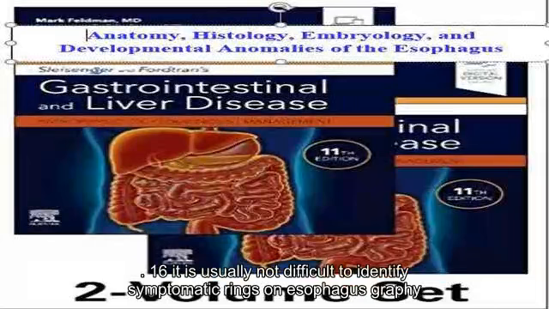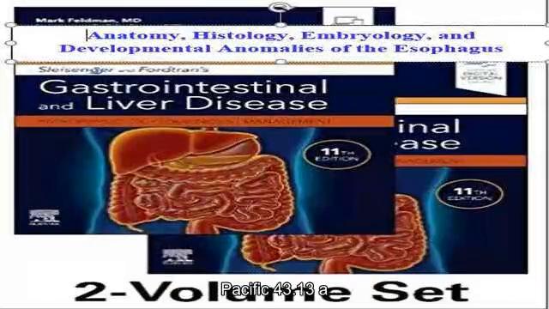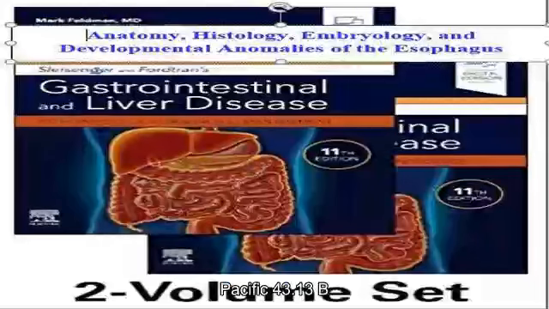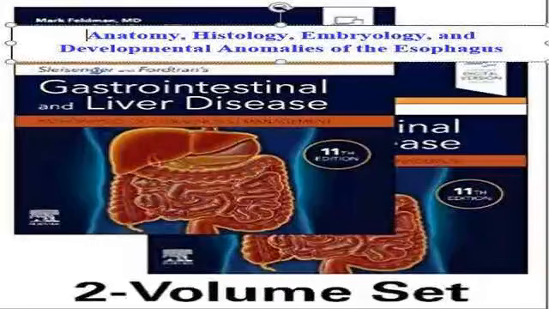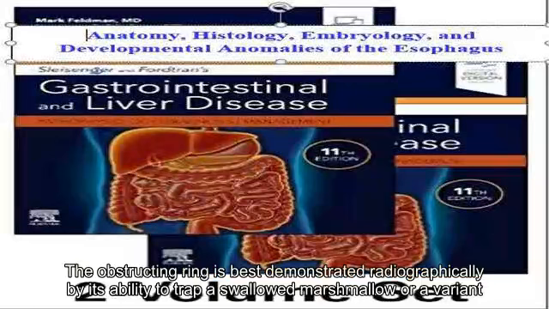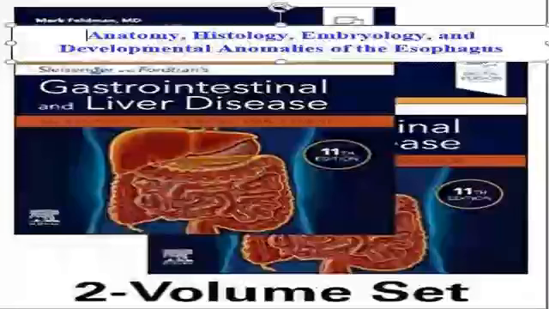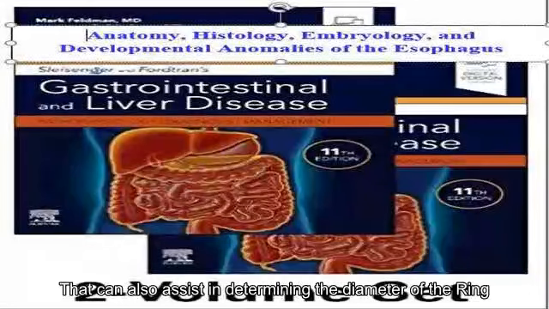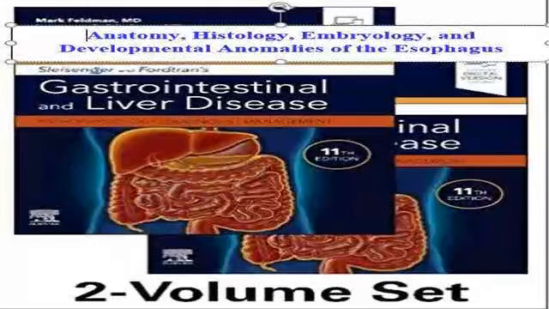It is usually not difficult to identify symptomatic rings on esophagography, see Fig 43.13a, or endoscopy, see Fig 43.13b, although attention should be paid to adequately distend the distal esophagus. In some instances, the obstructing ring is best demonstrated radiographically by its ability to trap a swallowed marshmallow or a barium tablet, techniques that can also assist in determining the diameter of the ring.